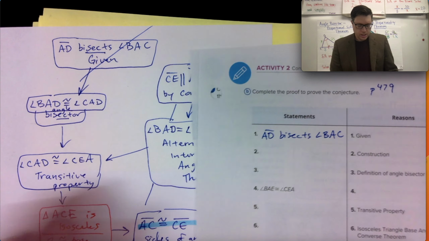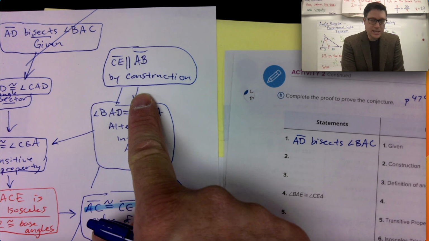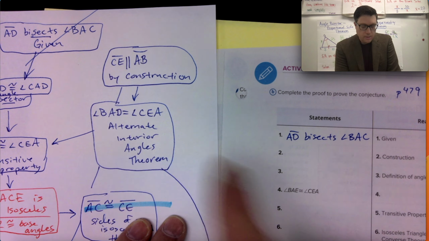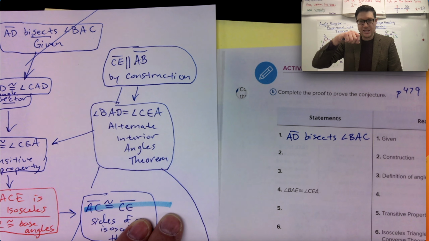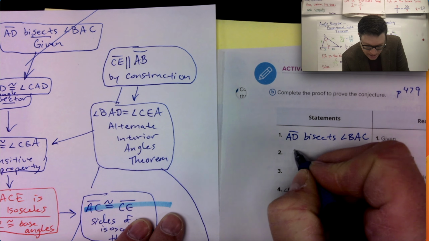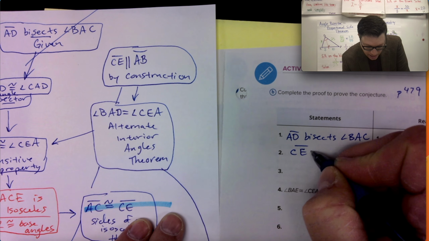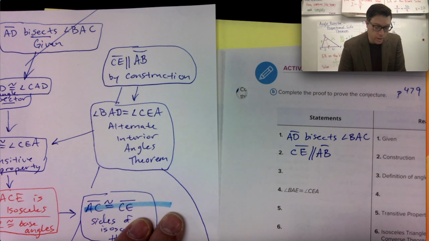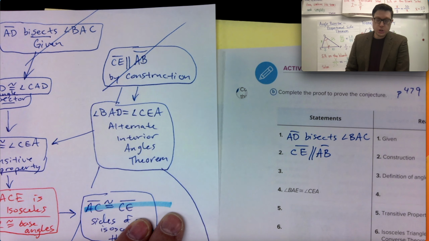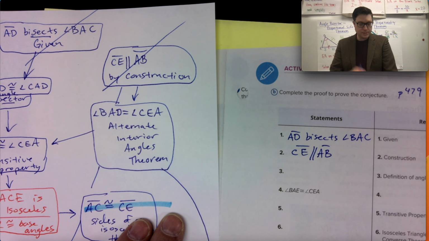Done. The next thing is this idea of the construction. So we have parallel lines CE to AB. That's done by adding the auxiliary line. So that's what is going to be my next statement. And like we've done off of our online math homework, when you do a flow proof and then you turn it into a 2-column proof, you work top down.